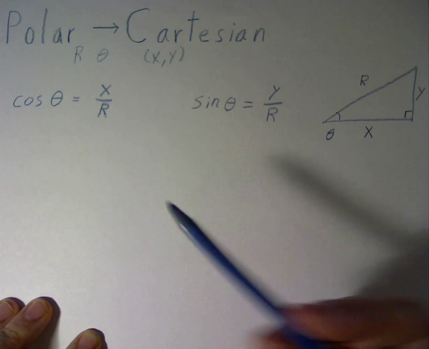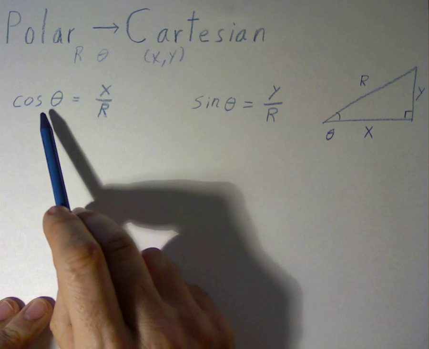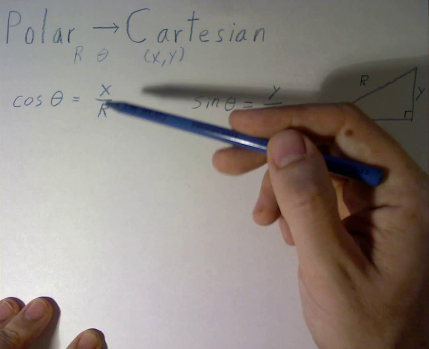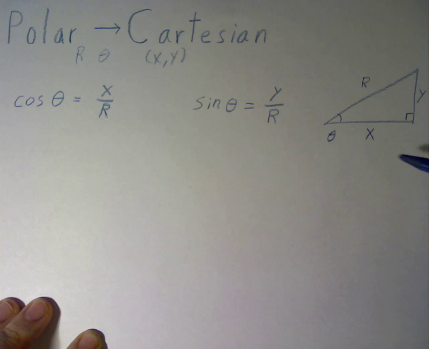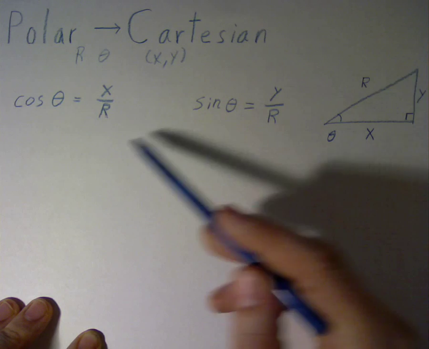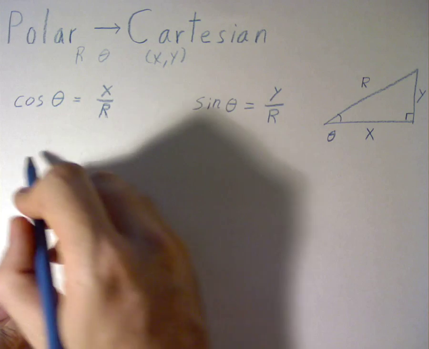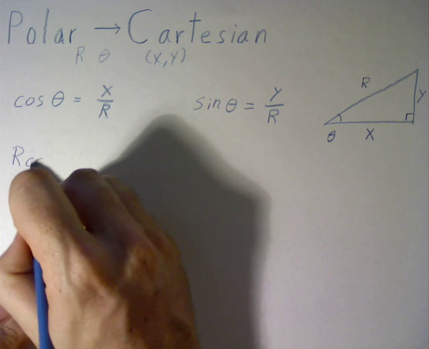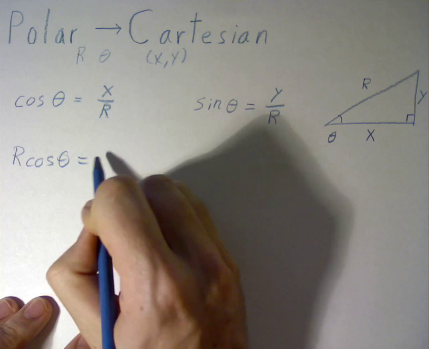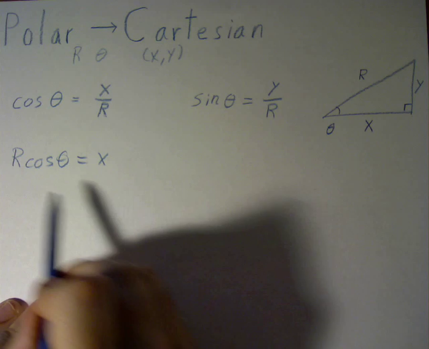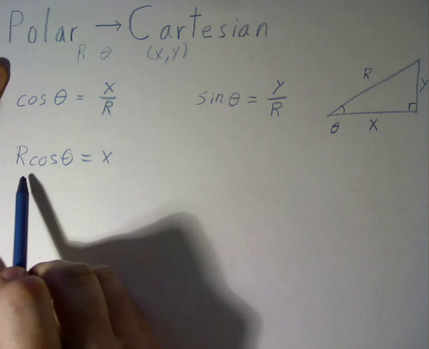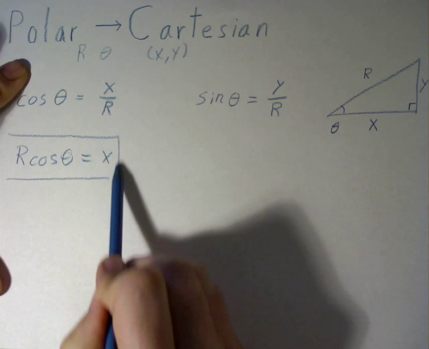Now, to do this, we start with the definition of a cosine, which is x over r. We can multiply both sides times r, and this gives us r cosine theta equals x. We can always use this to determine what x is.